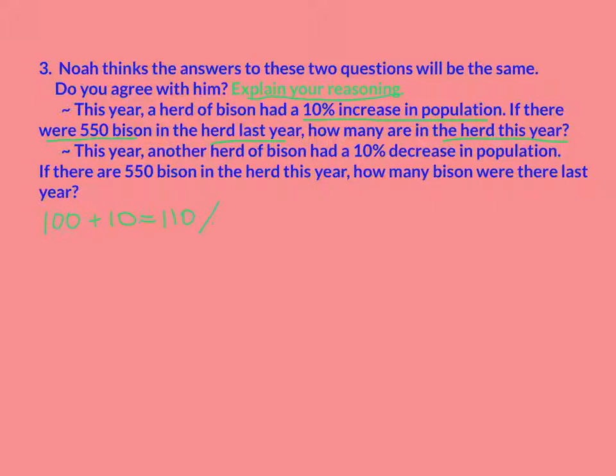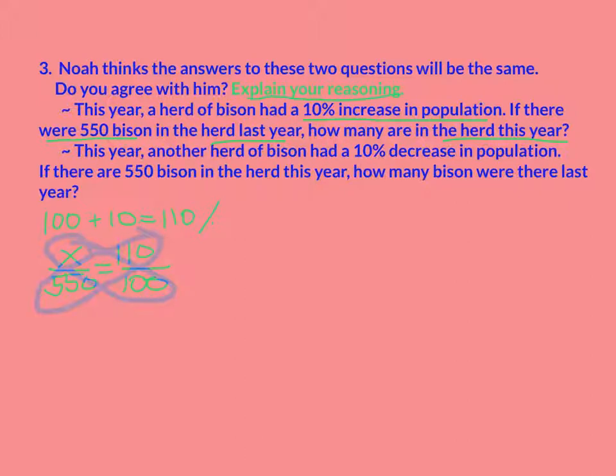I'm going to go ahead and set this up. My 110 is my percent. I'm going to put that on top and the 100 on the bottom. And then I have to say to myself, okay, this year a herd of bison had 10% increase. We have that. If there were 550 in the herd last year, so that's my original. So the 550 is going to go on the bottom. And the thing I'm missing is here in the X. So I'm going to, per usual, cross multiply.